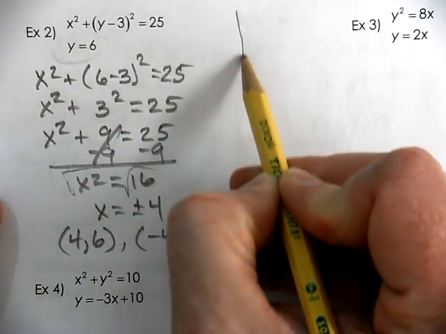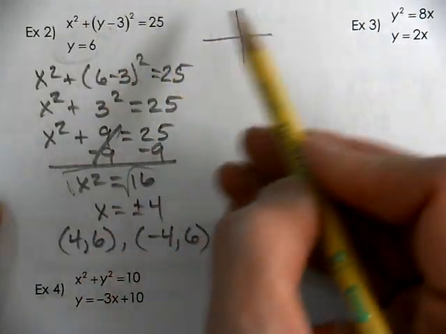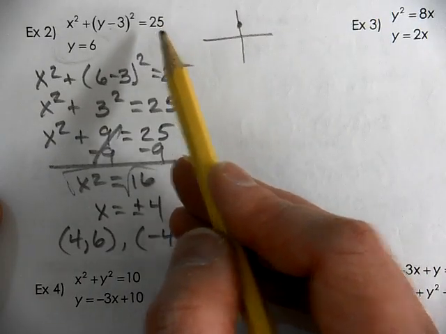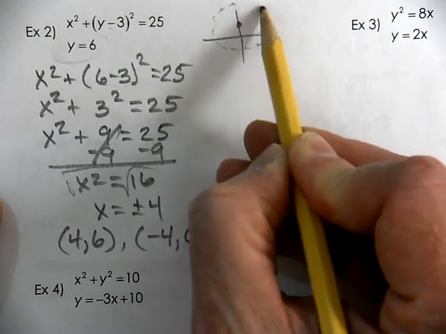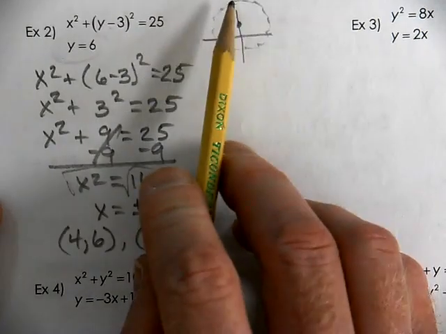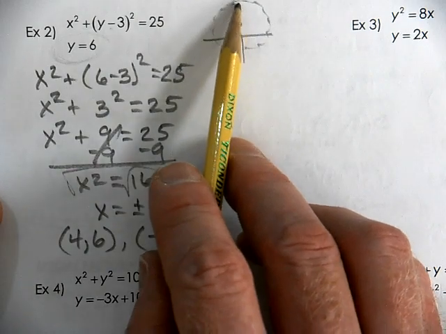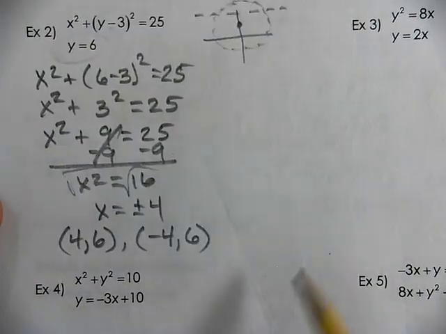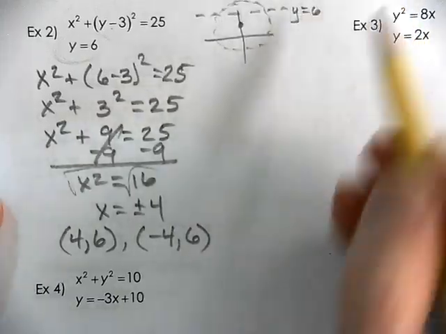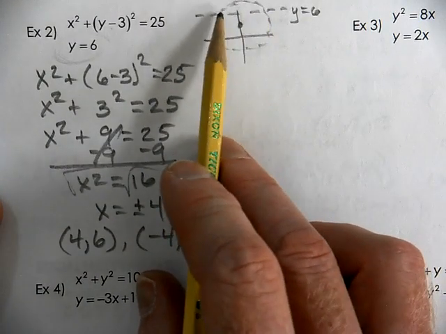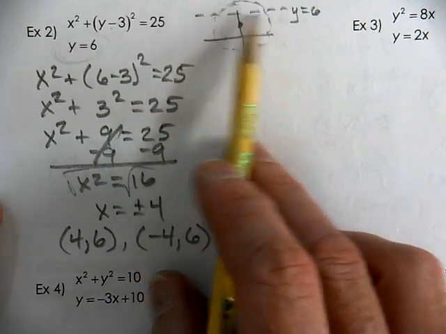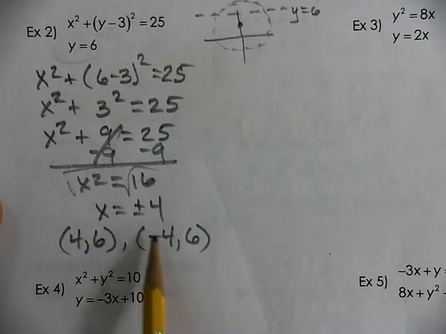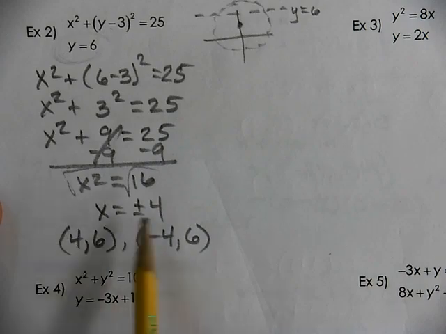This was a circle that had a center at positive 3, a radius of 5. So it goes all the way up to 8. From 3 and a radius of 5 takes me up to 8. So my 6 is going to come across here. And that shows us we should have 2 answers. And it'll be symmetrical because our center is on the y-axis. That's why we got 2 answers. And they were symmetrical. Positive 4 and negative 4.